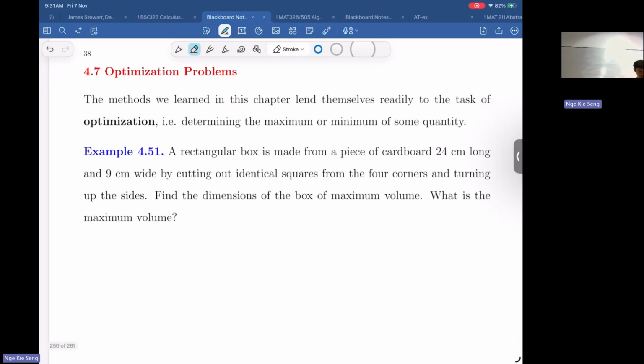Okay, so let's look at this example here. A rectangular box is made from a piece of cardboard, 24 cm long and 9 cm wide, by cutting identical squares from the 4 corners and turning up the sides. Find the dimensions of the box of maximum volume. What is the maximum volume? Since it is a rectangular box cut out from cardboard, the cardboard should be rectangular as well. So let's draw it first.